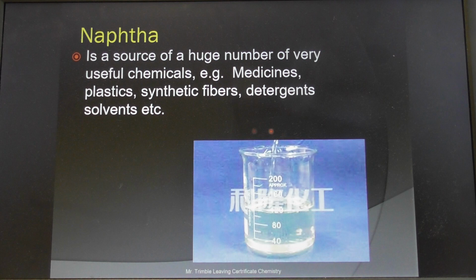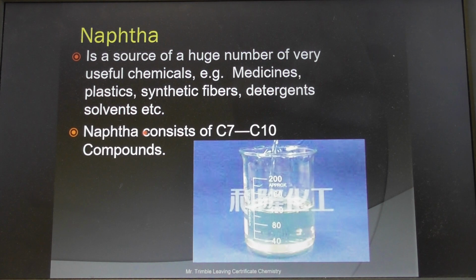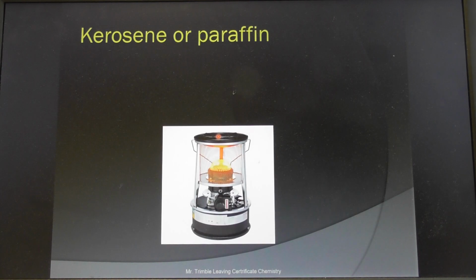And naphtha is a source. Here it is in this beaker, shown as a solvent, but it's also used in medicines. A huge amount of medicines are made this way. If you study organic chemistry, inevitably you'll be studying some sort of medicinal chemistry. There's a link to that. Plastics like polyethylene are a load of ethene molecules. Poly means many, bonded together. Synthetic fibres used in clothing, detergents, solvents. These are all examples. And naphtha consists of C7 to C10.